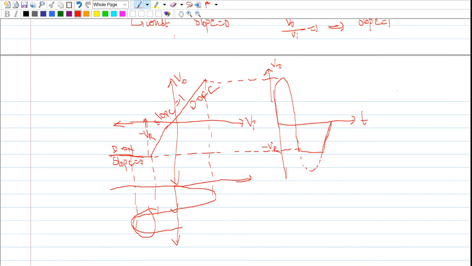So till now we discussed the shunt clippers. In the next class we will discuss the series clipper.